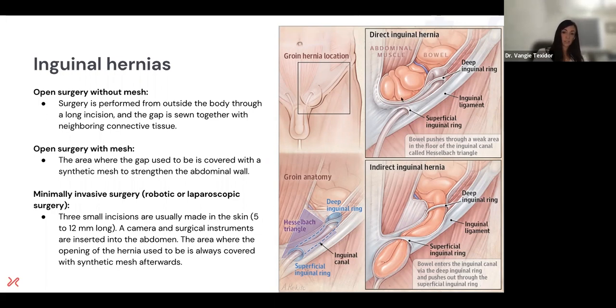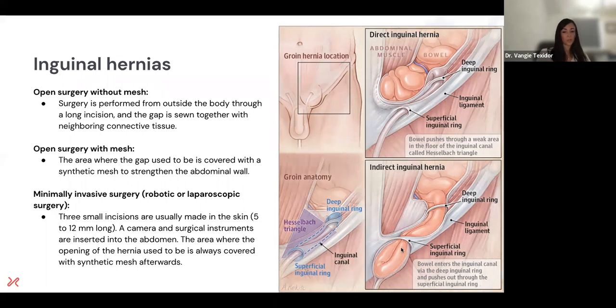If you get a direct hernia, we know it's medial to your epigastric vessels, so it goes straight through the superficial inguinal ring. If we have an indirect hernia, then we know it goes through your deep inguinal ring, which is the defect, and then it keeps pushing back in until it could go all the way down to the scrotum.